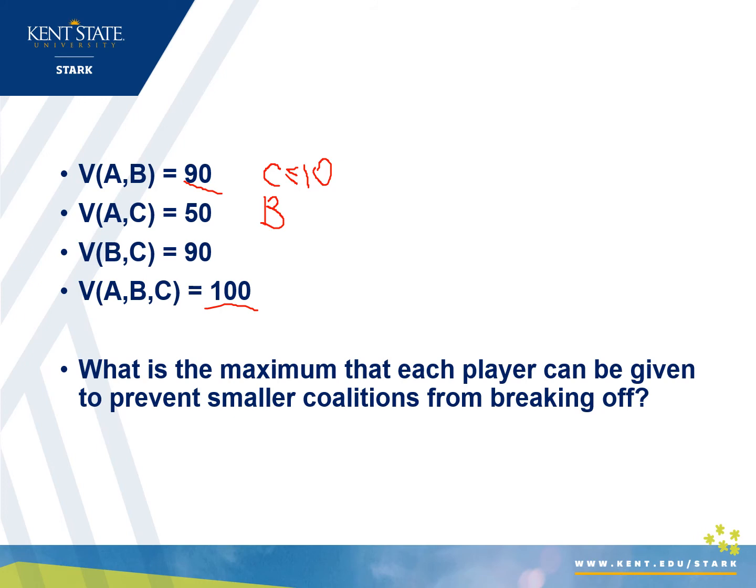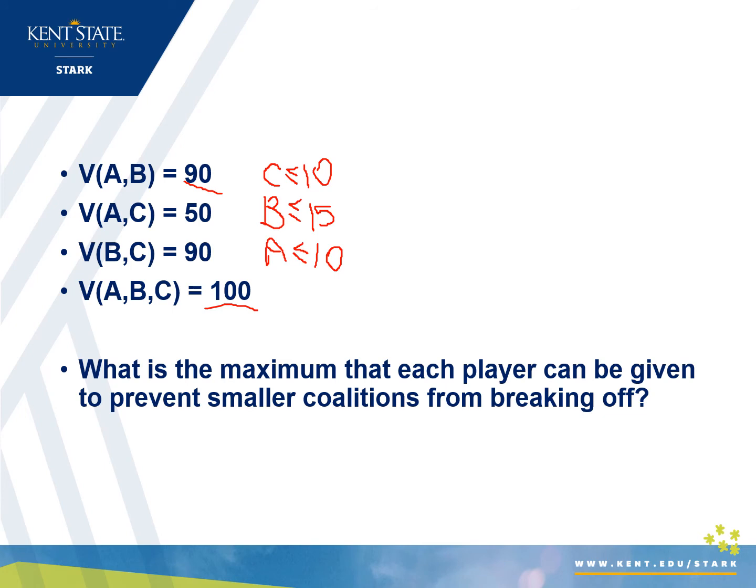Similarly, for B, in order to keep A and C from breaking off in this little coalition, we can't give B any more than 50. And finally, to keep B and C from breaking off into their little coalition, we can't give A any more than 10.